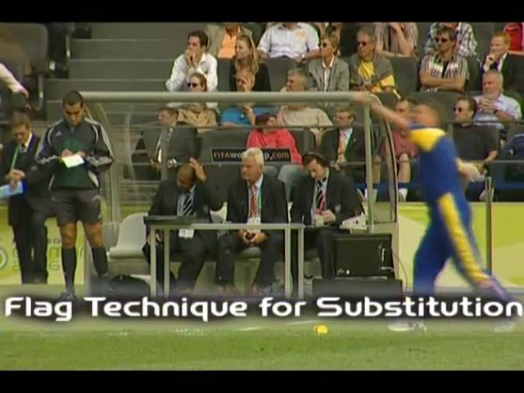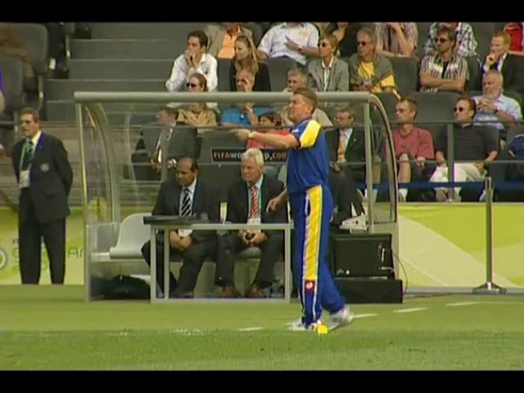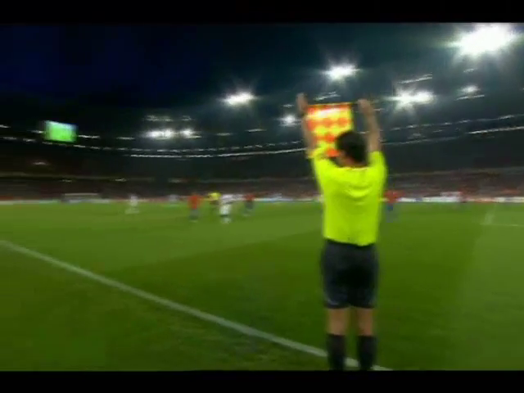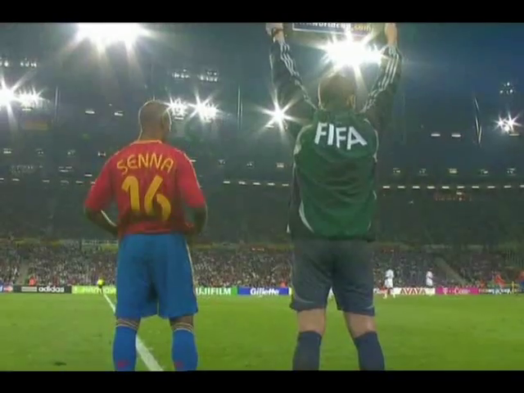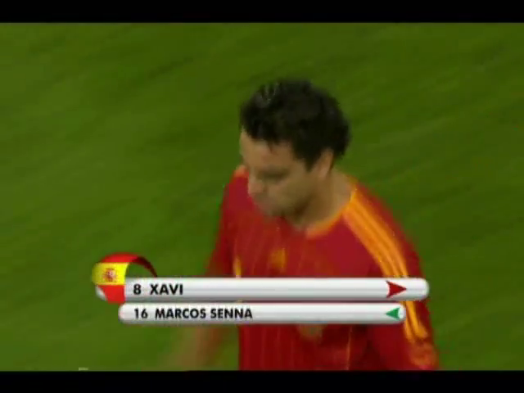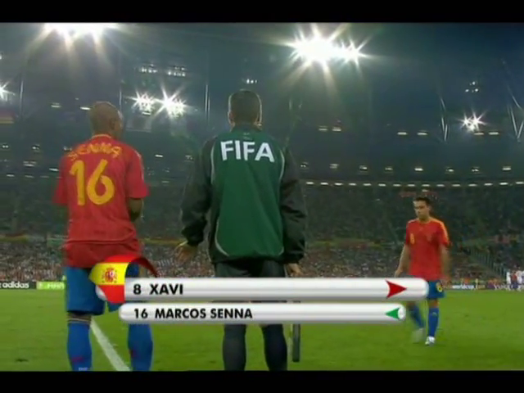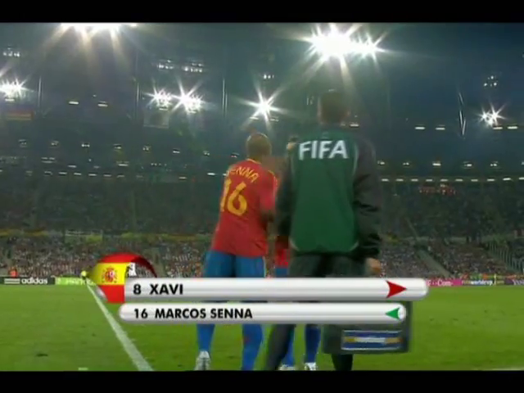When dealing with substitutions, the assistant referee is firstly informed by the fourth official. The assistant referee then signals to the referee at the next stoppage in the match. The assistant referee does not need to move to the halfway line, as the fourth official carries out the substitution procedure.